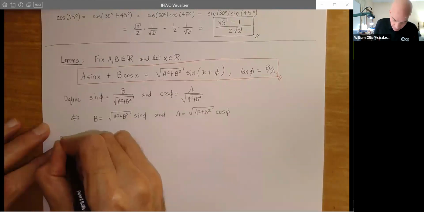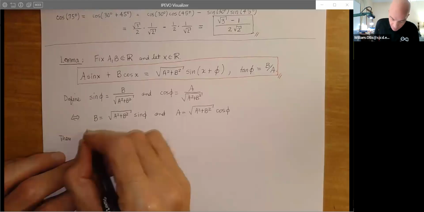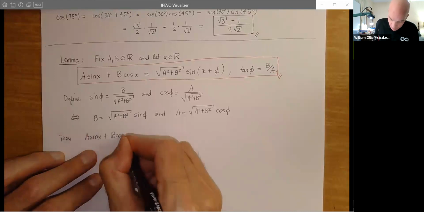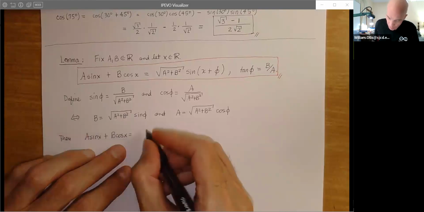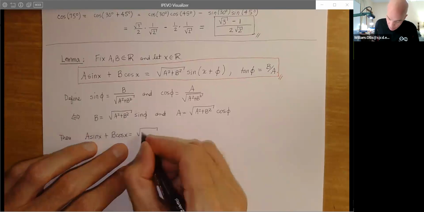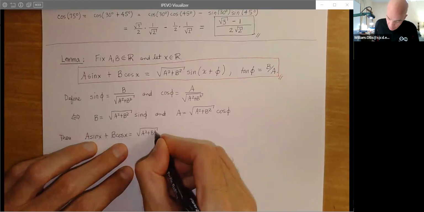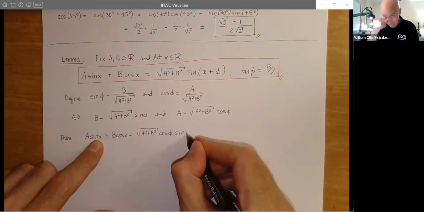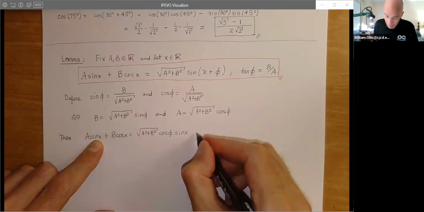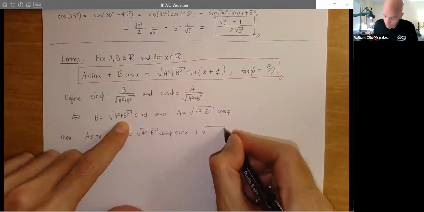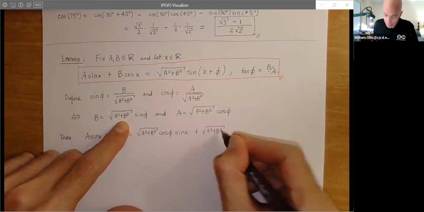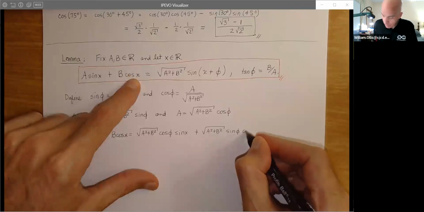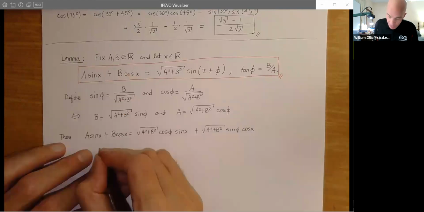Then a sine x plus b cosine x. Let's just fill everything in. Square root a squared plus b squared times cosine phi times sine x plus square root a squared plus b squared, again, b sine phi times cosine x. But now, of course, we can factor the square root.